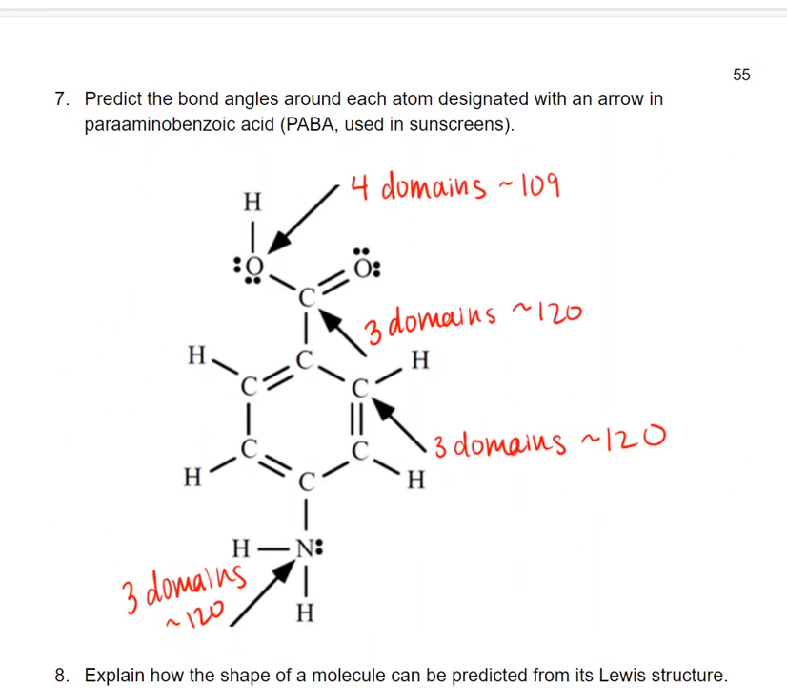Here, this is para-aminobenzoic acid, which is used in sunscreens. We just want to count the number of domains on each identified atom. Based on that number of domains, if it's 4, it's going to be 109. If it's 3, it's going to be 120. If it was 2, then it would be 180.